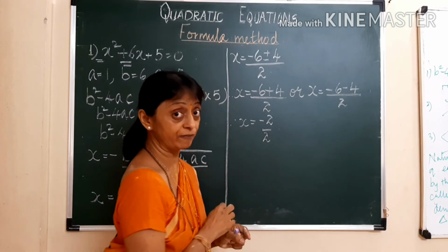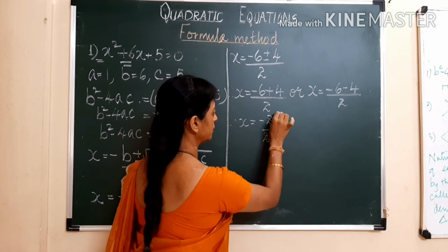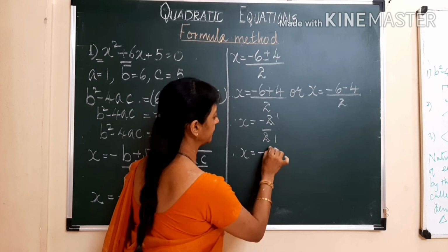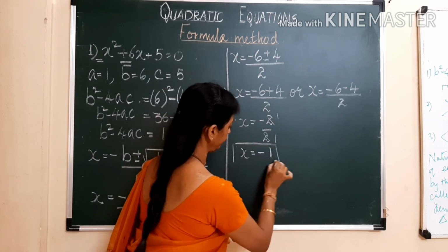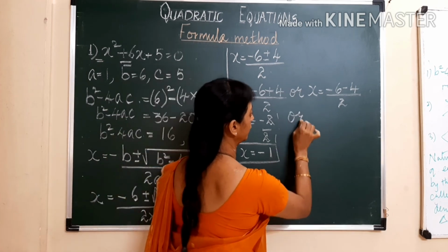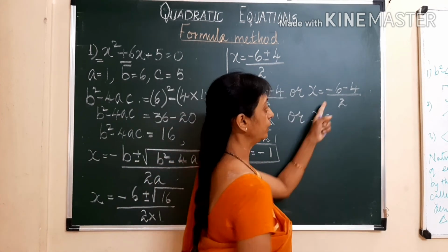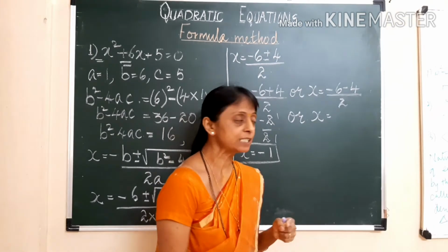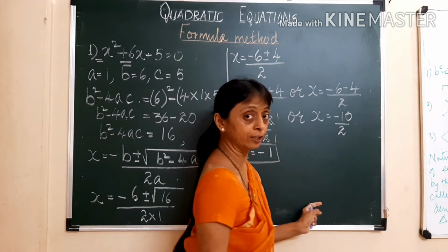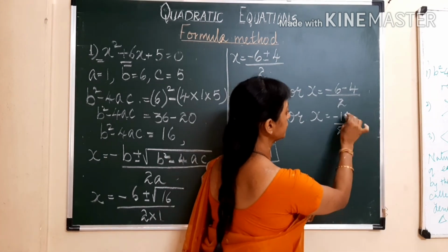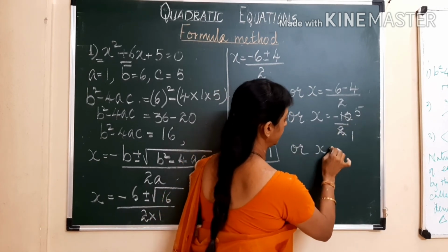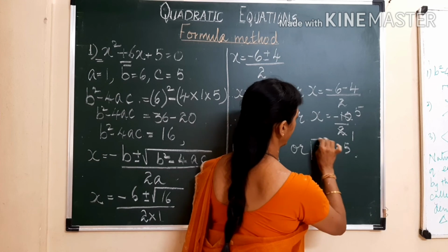Can you reduce? Definitely yes. 2 ones are 2, 2 ones are 2. So what are you left with? x is equal to only minus 1. Is it over? No. We still have to find out the other one. So here x is equal to, now here children, minus 6 minus 4 gives you minus 10 upon 2. Can you reduce? Definitely yes. 2 ones are 2, 2 fives are 10. Therefore, x will be equal to minus 5.